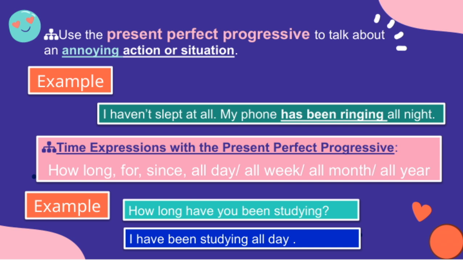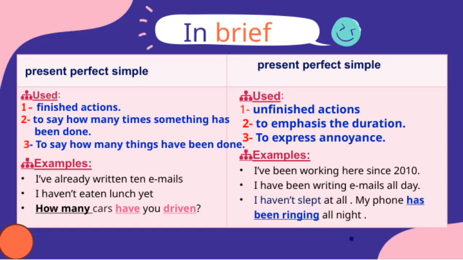The key point here is that the present perfect progressive is perfect for talking about actions or situations that started in the past and are still continuing now. It's especially useful when describing something that's been happening repeatedly or continuously, often with a sense of frustration or annoyance. So remember, if you want to emphasize the duration of an ongoing action, this tense and these expressions are your best tools. Now let's look at how we use the present perfect continuous tense. We use it mainly for 3 reasons.